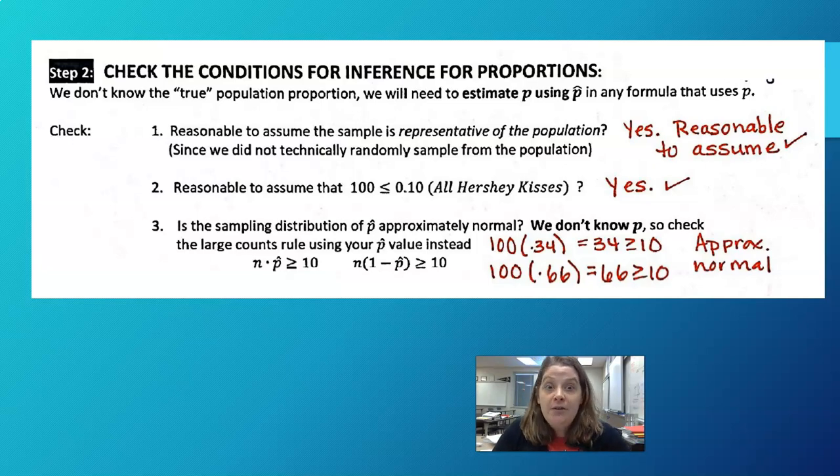All right. Now, the other thing we have to check is that we are sampling without replacement. So is it reasonable to assume that 100 is less than 10% of all Hershey Kisses? That seems very reasonable.